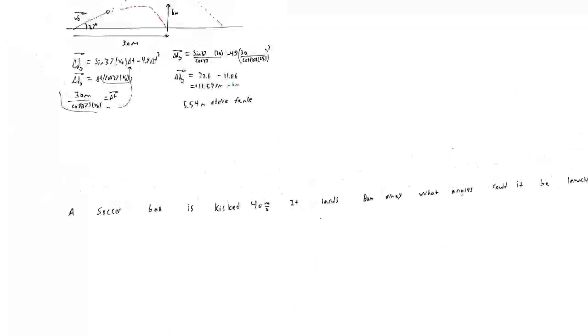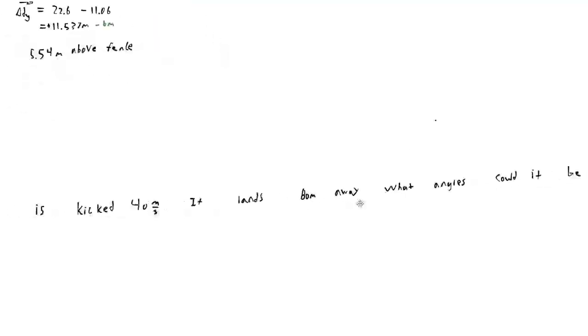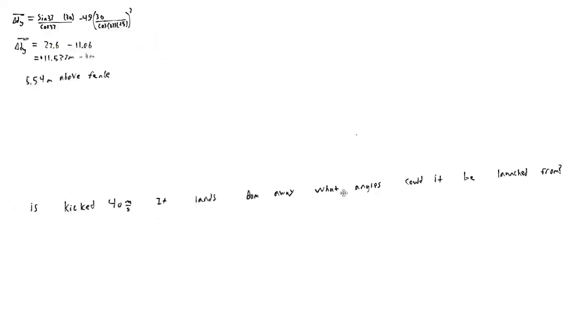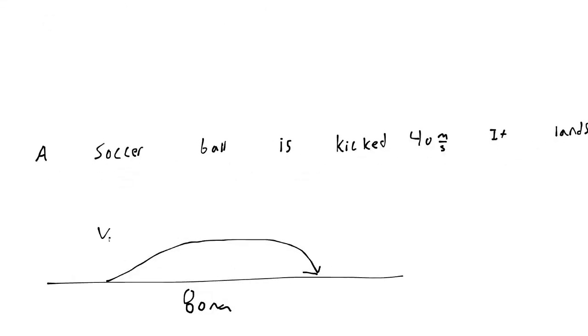Okay, so let's do the next one. A soccer ball is kicked at 40 meters a second. It lands 80 meters away. What angles could it be launched from? I'll just draw this really quick. The soccer ball is launched up like this, lands over here. It's 80 meters away. And V naught, the magnitude, is equal to 40 meters a second.